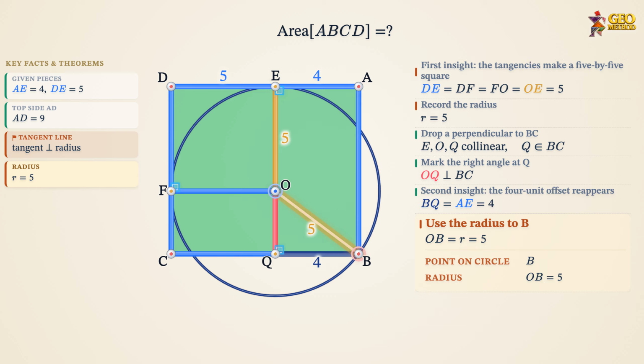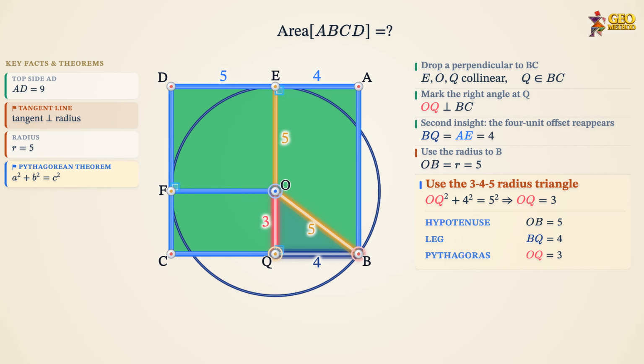Now join O to B. Since B lies on the circle, segment OB is another radius, so its length is 5. Triangle OQB is right, with hypotenuse segment OB equal to radius 5 and leg segment BQ equal to 4. Pythagoras gives segment OQ equal to 3.